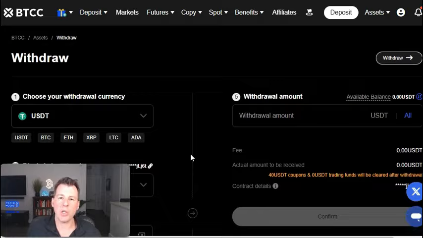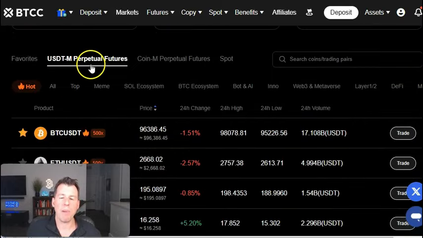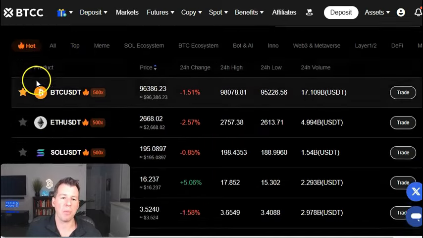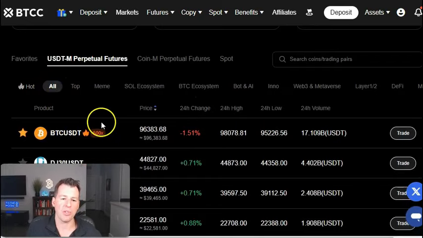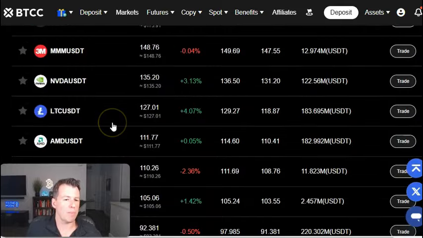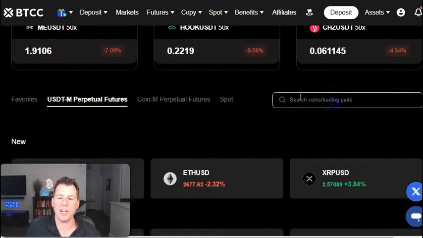Now, which coins can you trade on the exchange? To find out, you're going to click on markets, top left. Here, USDT perpetual futures lists the futures coins you can trade, and then spot lists the spot coins you can trade. Under the futures, it's several hundred coins, so you probably want to toggle all as opposed to hot. You can search through, it's meme coins, utility coins, top 100 coins. If you want to search for a specific coin, enter it here.